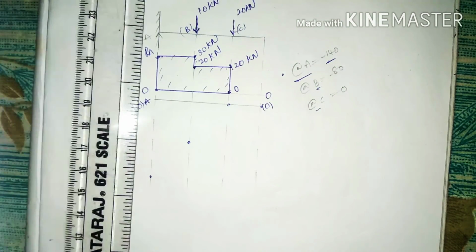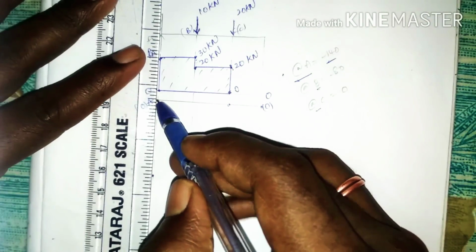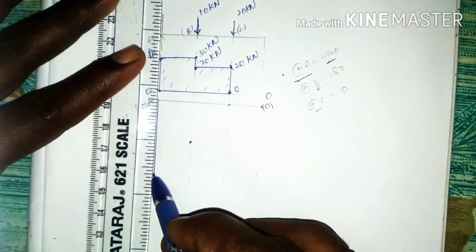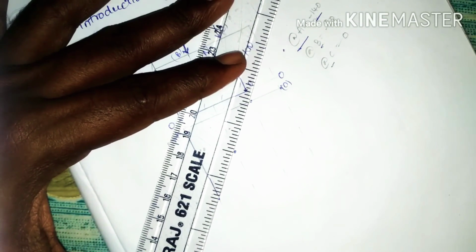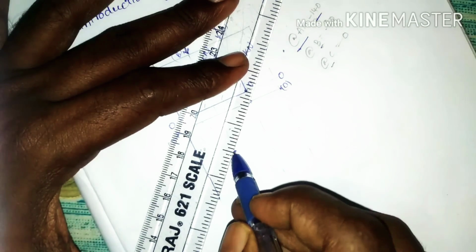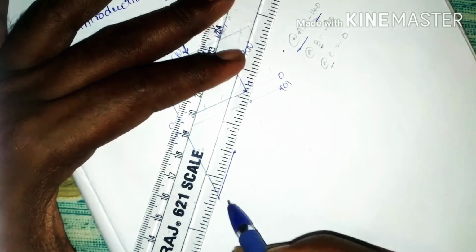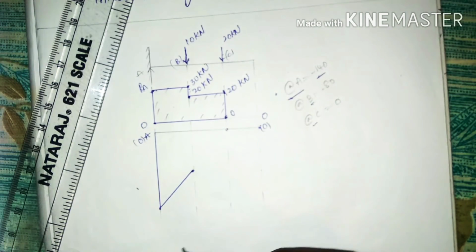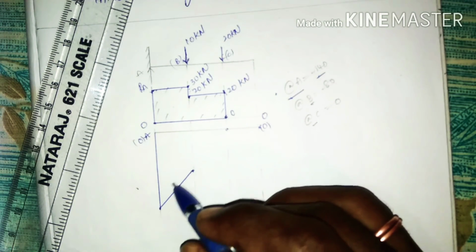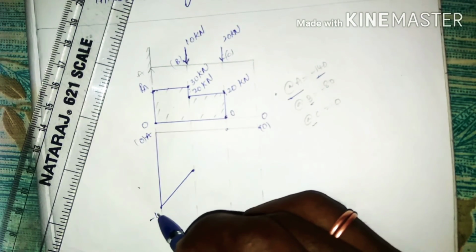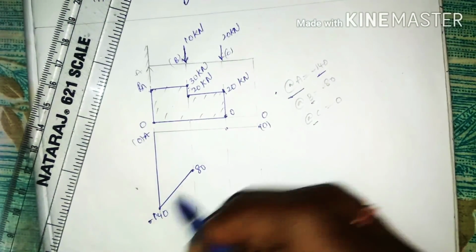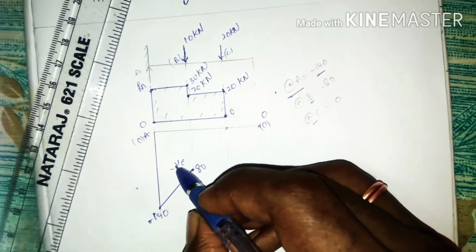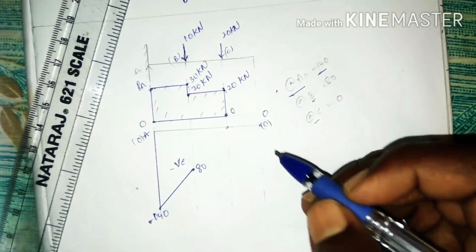Joining the lines, then we are going to complete our BMD diagram. It is not a straight line because the value decreases with the moments. This is minus 140, this is 80. We should not write negative here. This is the negative quadrant, and it is going to be 0.